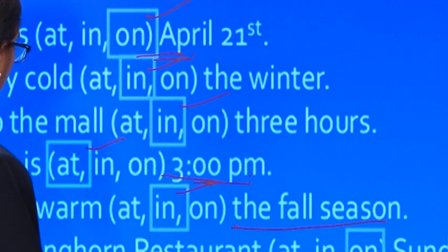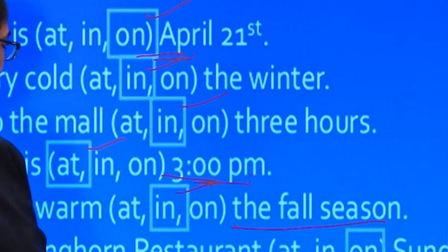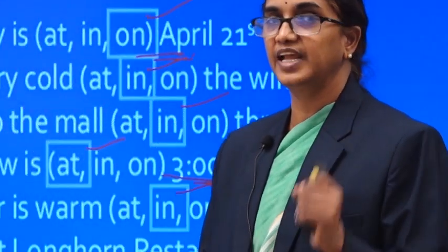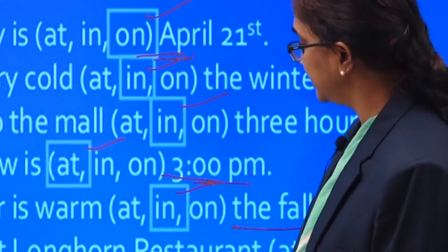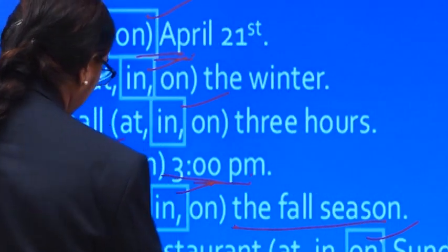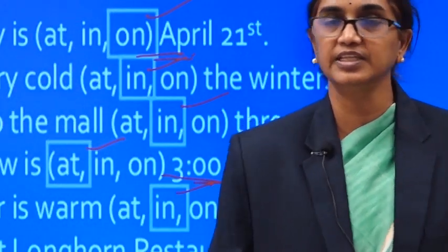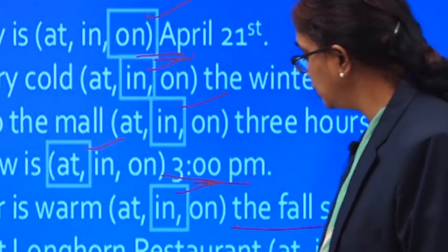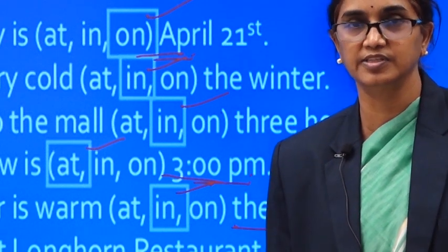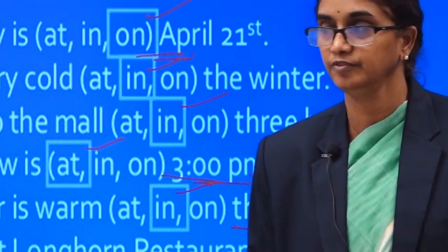And we will be at Long On restaurant dash Sunday lunchtime. We will be at Long On restaurant on Sunday. When we discuss a particular specific day or specific time, we will take on here. Min will travel to Da Nang dash July, in July. So we have already discussed these prepositions of time. He will travel to Delhi in July. He will travel to USA in the fall season or in spring of 2021. This is how we use the prepositions of time.